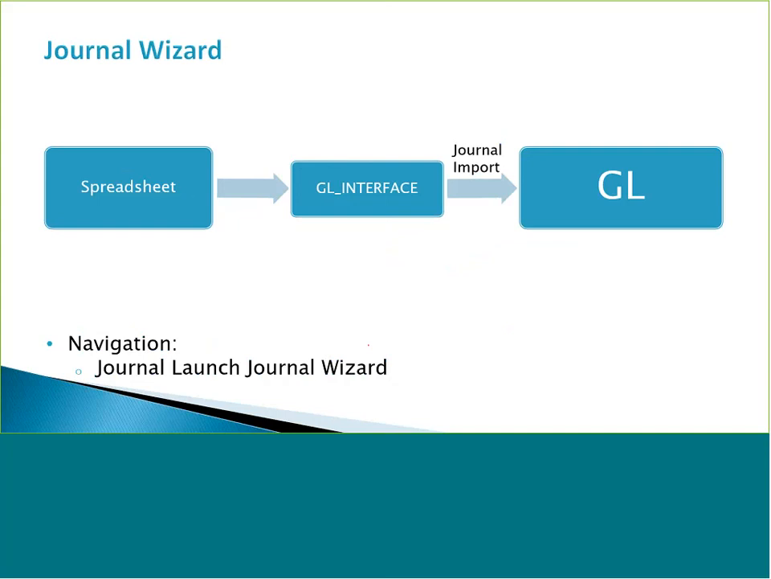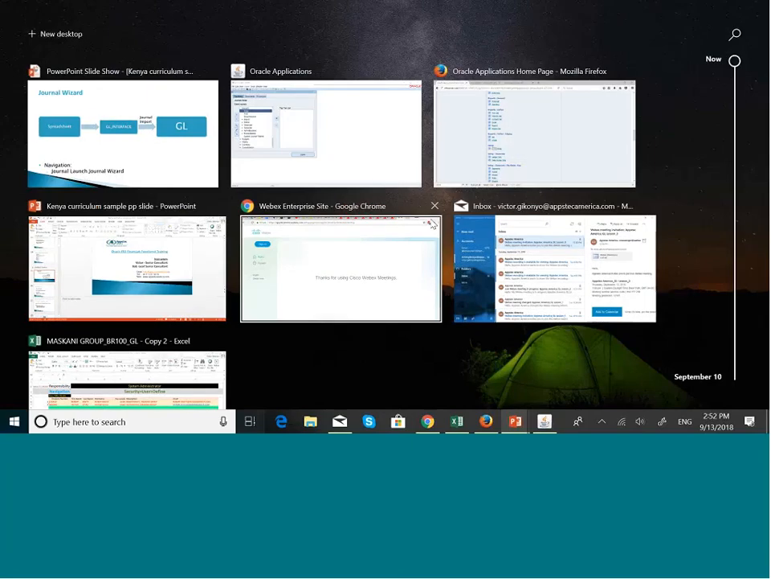So why am I mentioning this concept of the GL interface table and the journal import program? We have already seen how to enter journals manually to GL, but we have other ways of entering journals, and this is called the journal wizard. What happens for the journal wizard is you use spreadsheets like Excel. Use Excel to enter journals, and then you upload these journals into the general ledger. So I am going to show you this process with a disclaimer.